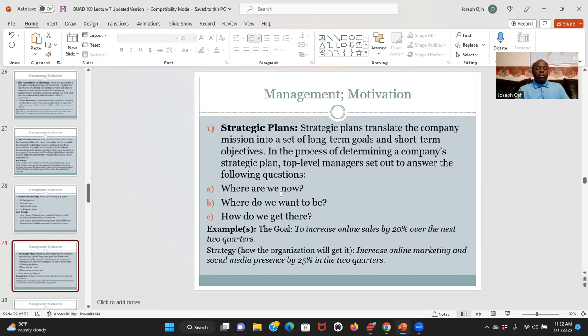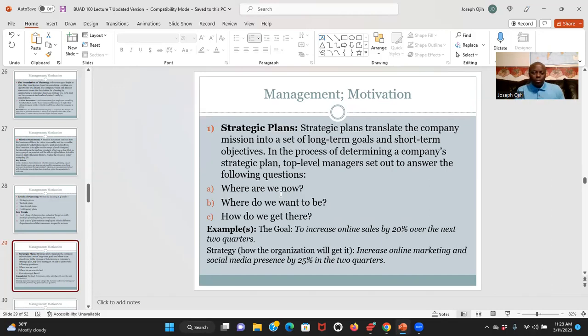Now let's look at strategic plan. Under this plan, managers try to answer the following questions: where are we now? Where is the company today? Where do we want to be? And how can we get there? So that is what strategic plan is. In other words, strategic plans translate the company's mission into a set of long-term goals and short-term objectives.